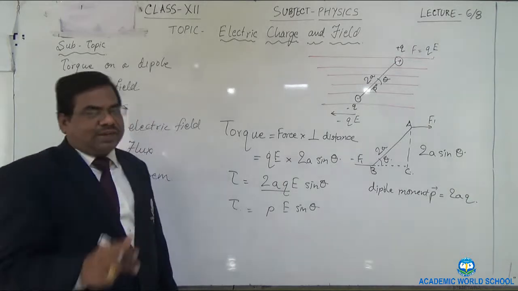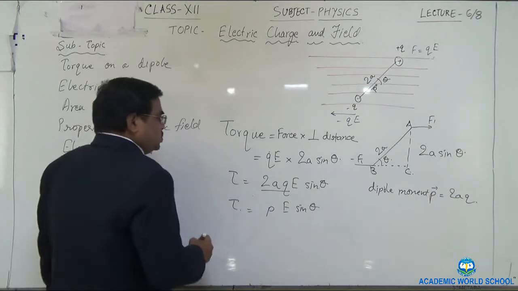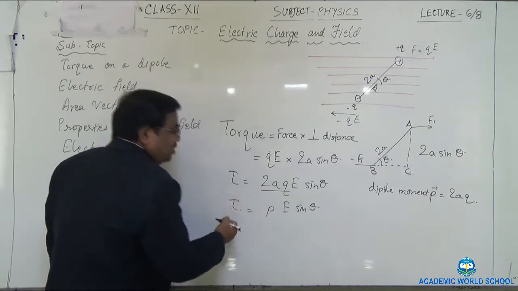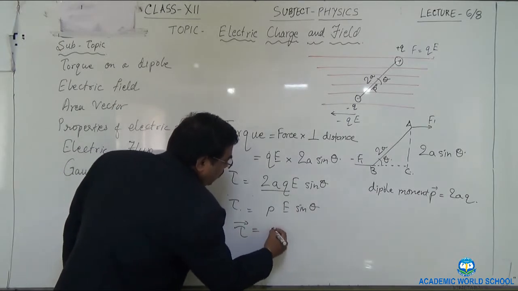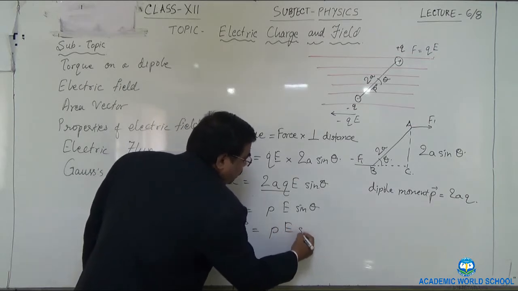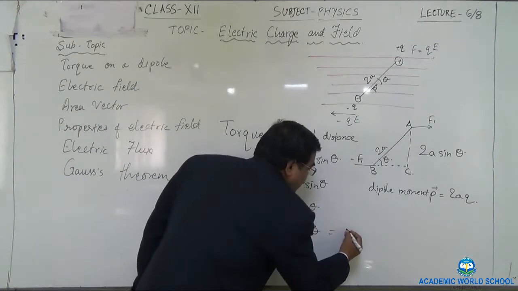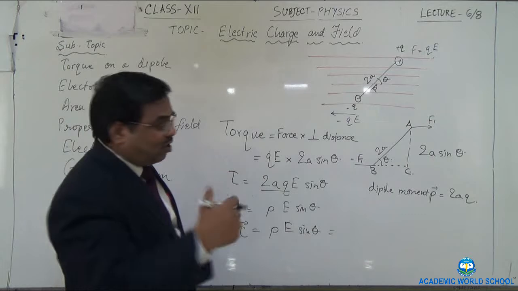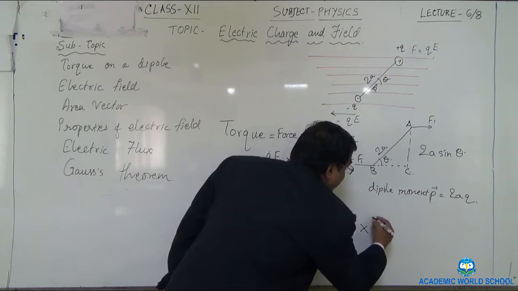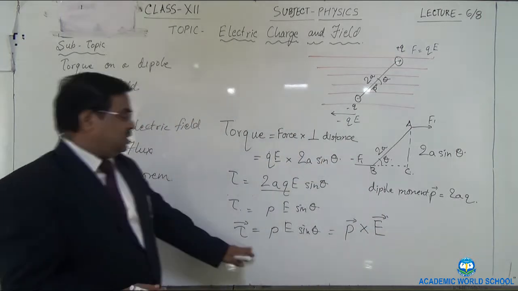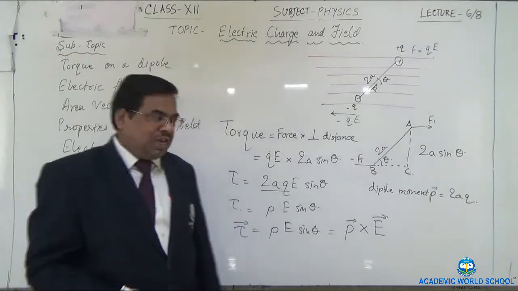This torque is a vector and it has a direction. So when I say it is a vector, torque is equal to pE sin theta. The sin theta component is always the result of a cross product. So we can say it is the p vector multiplied by the E vector. This is equal to tau. Tau is equal to p cross E.